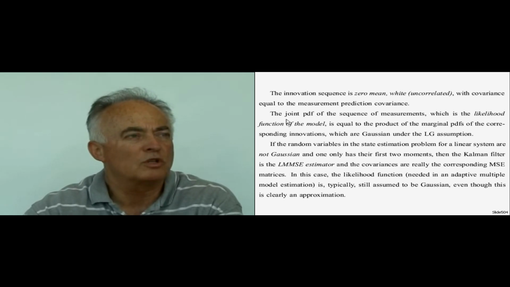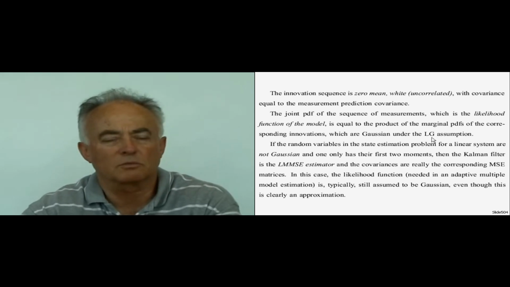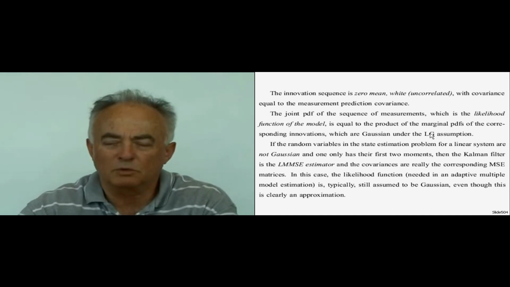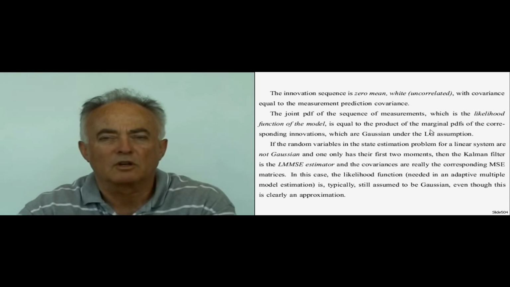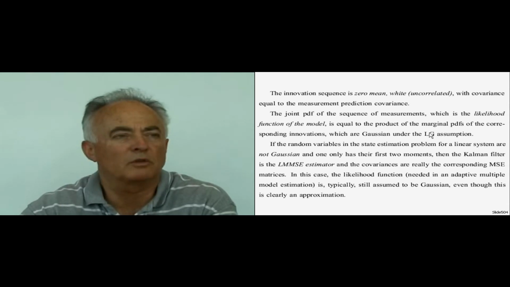Now, the joint probability density function of the sequence of measurements is really the likelihood function of the model and is given by the product of the PDFs of the innovations, which are Gaussian under the linear Gaussian assumption. And again, in the real world, if they are not Gaussian, we will still use a Gaussian approximation in the context of Kalman filtering that will be generalized to multiple model filtering later.